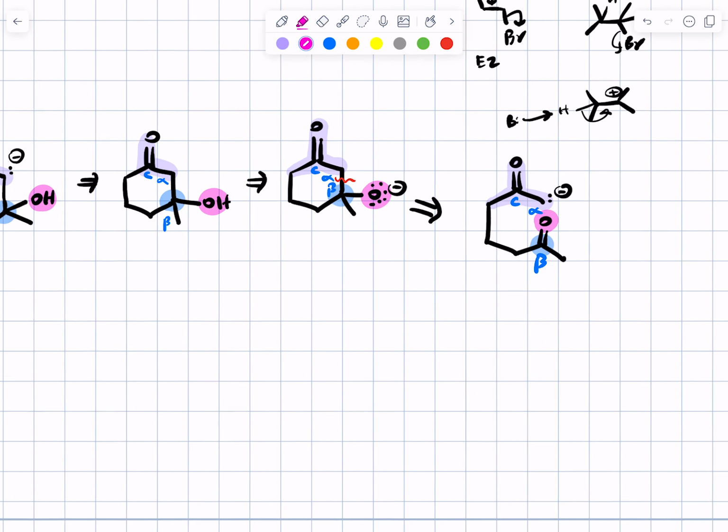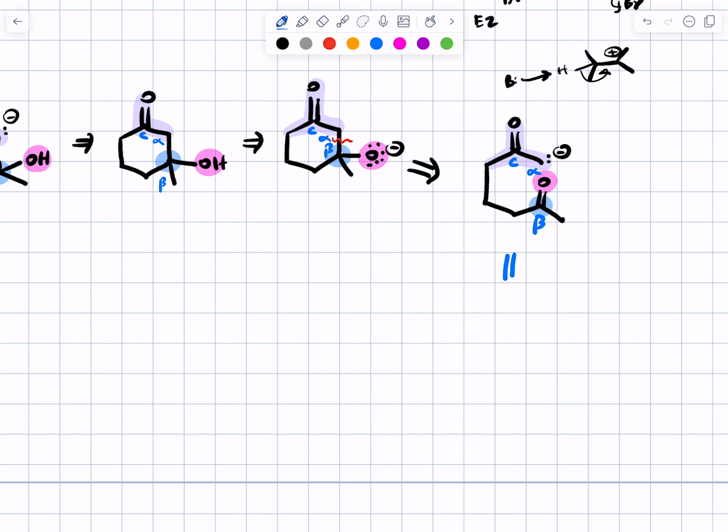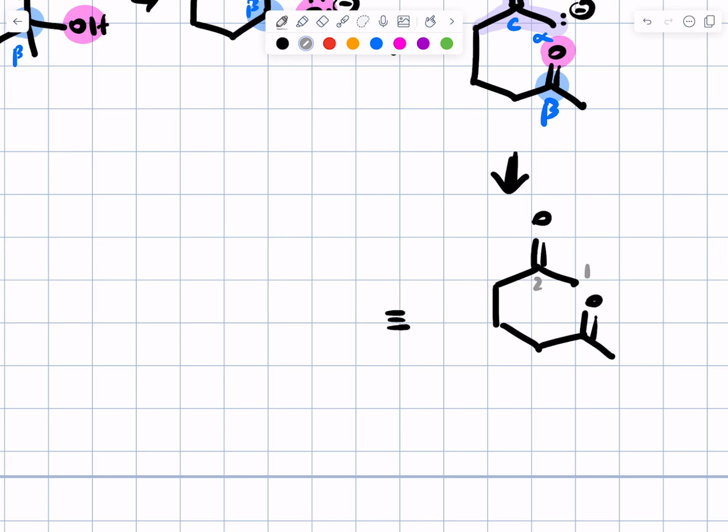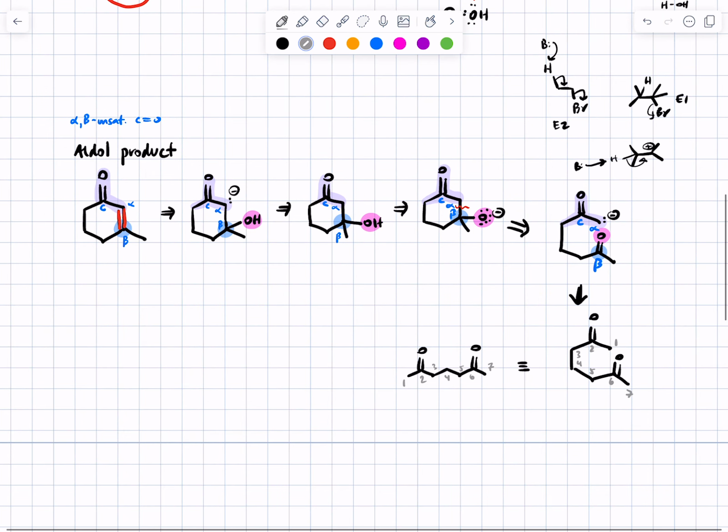And at that stage, the problem is basically done. My starting material is just the conjugate acid in which the alpha proton hasn't been removed yet. And if I wanted to redraw this in a way that concealed the fact that we were going to make a 6-membered ring in this aldol reaction, I would see that it's a 7-carbon chain with ketones on either side. 1, 2, 3, 4, 5, 6, 7. Okay? So that's thinking backwards from an aldol product to starting material.